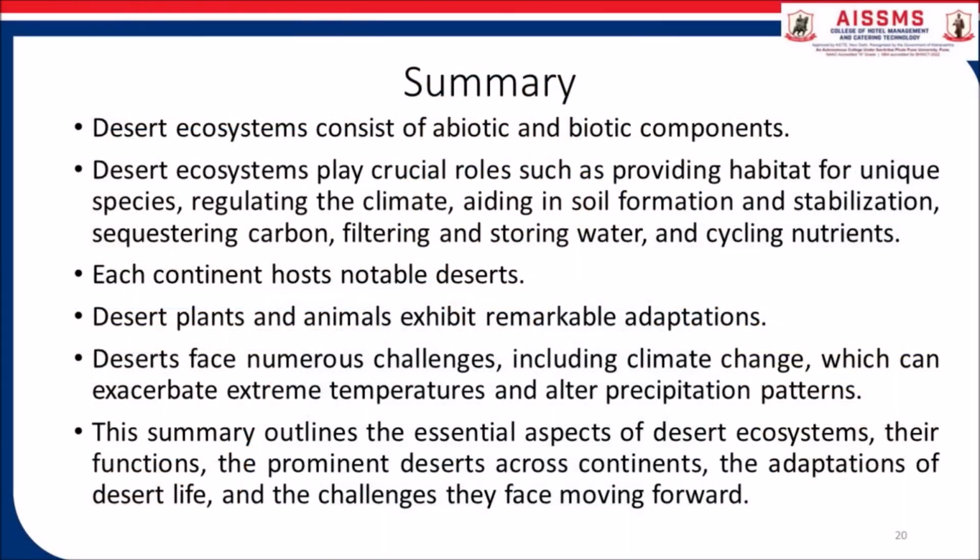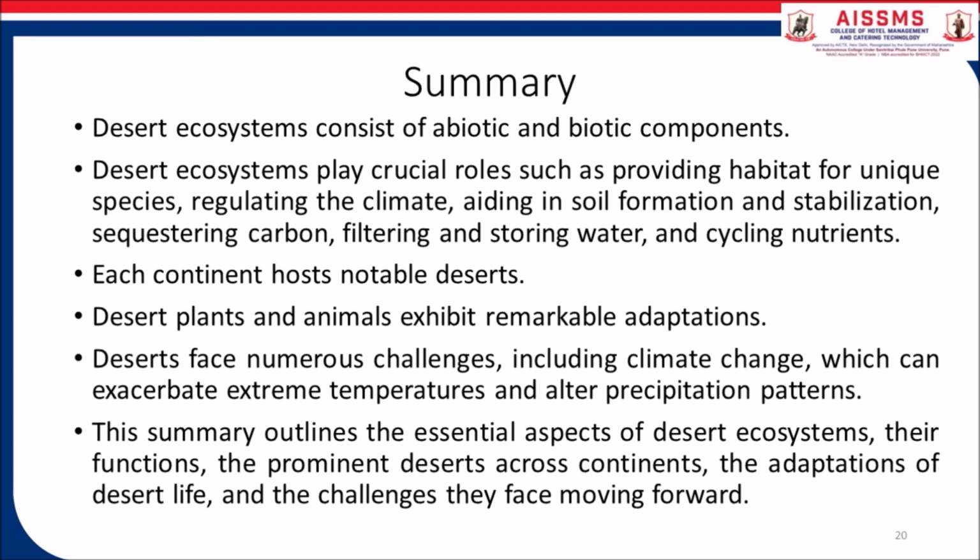Now let us summarize the topic. Desert ecosystem consists of abiotic and biotic components. Desert ecosystem plays crucial roles such as providing habitat for unique species, regulating the climate, aiding in soil formation and stabilization, sequestering carbon, filtering and storing water, and cycling nutrients.